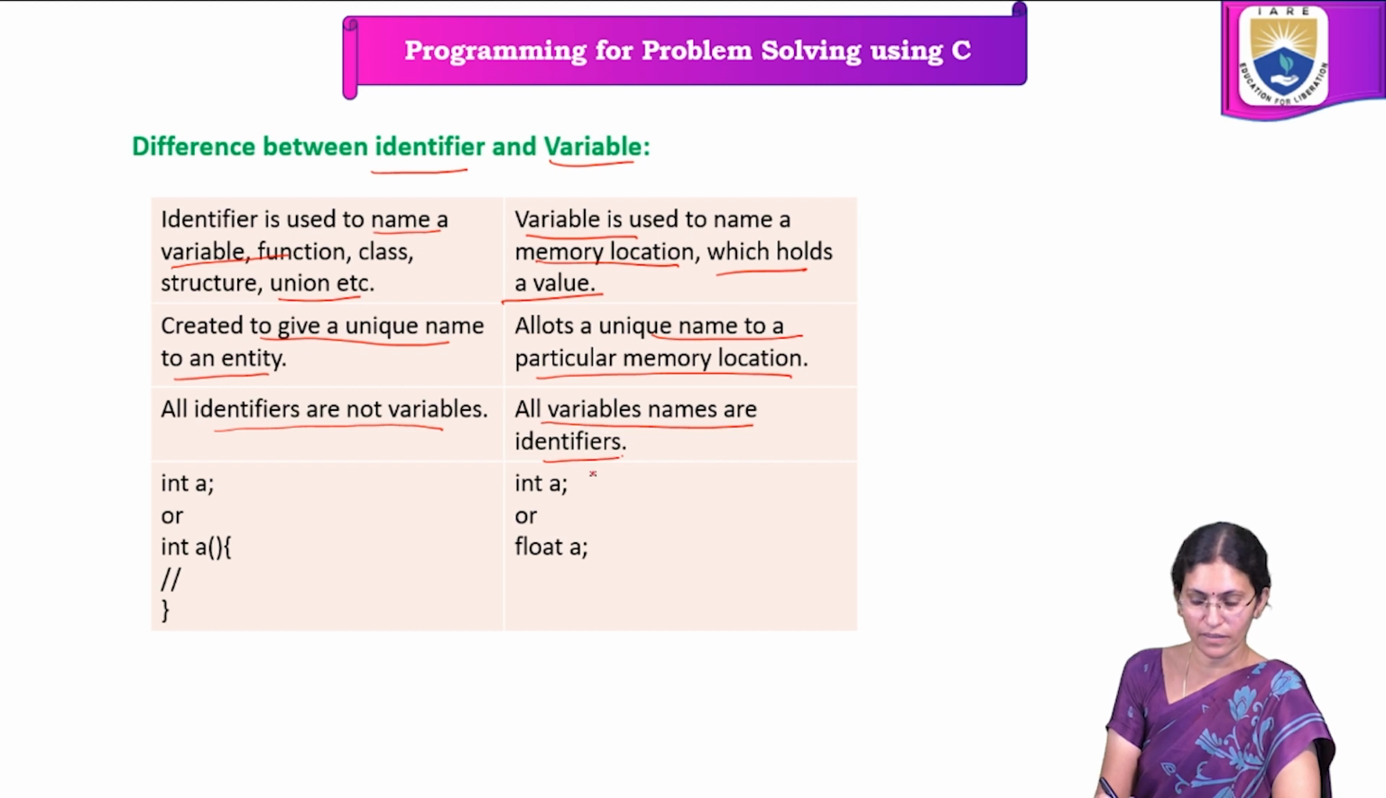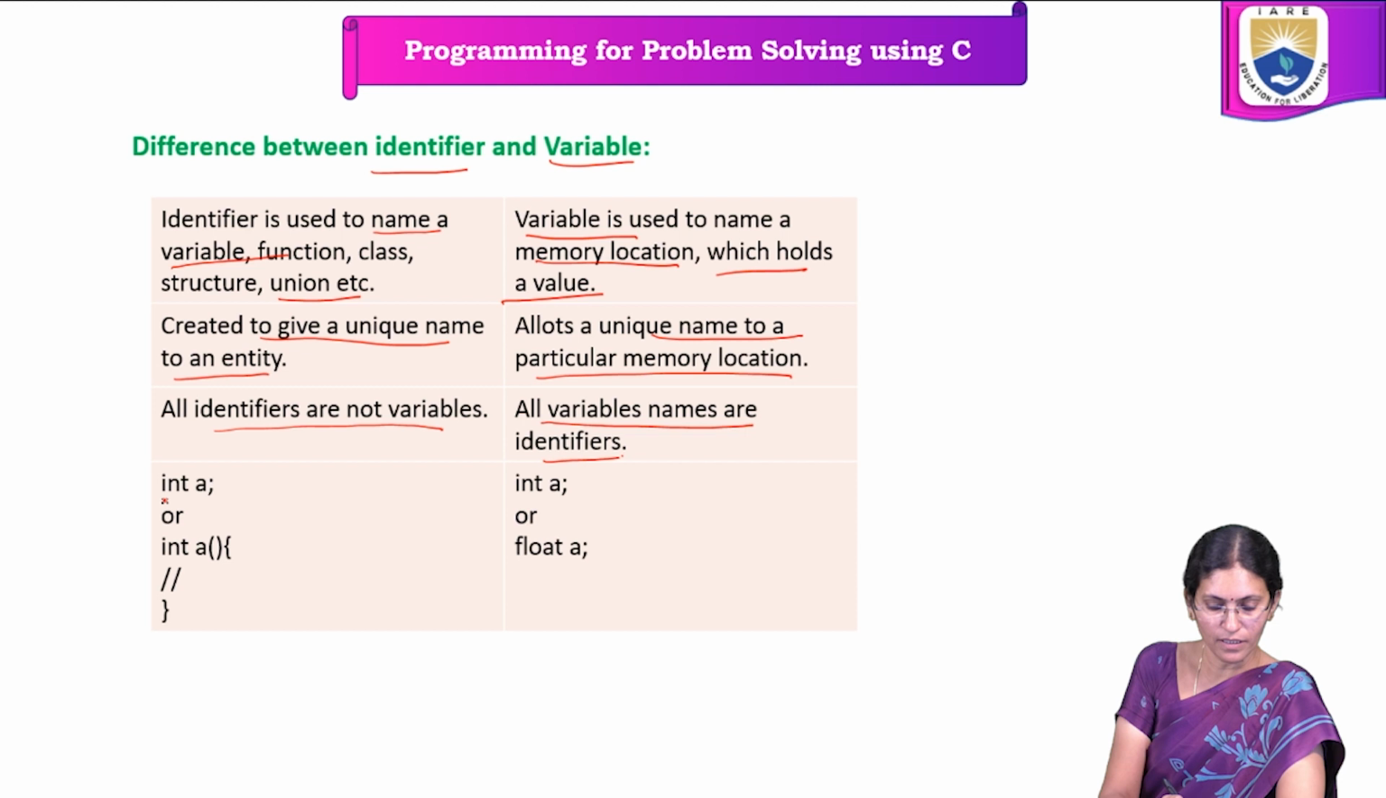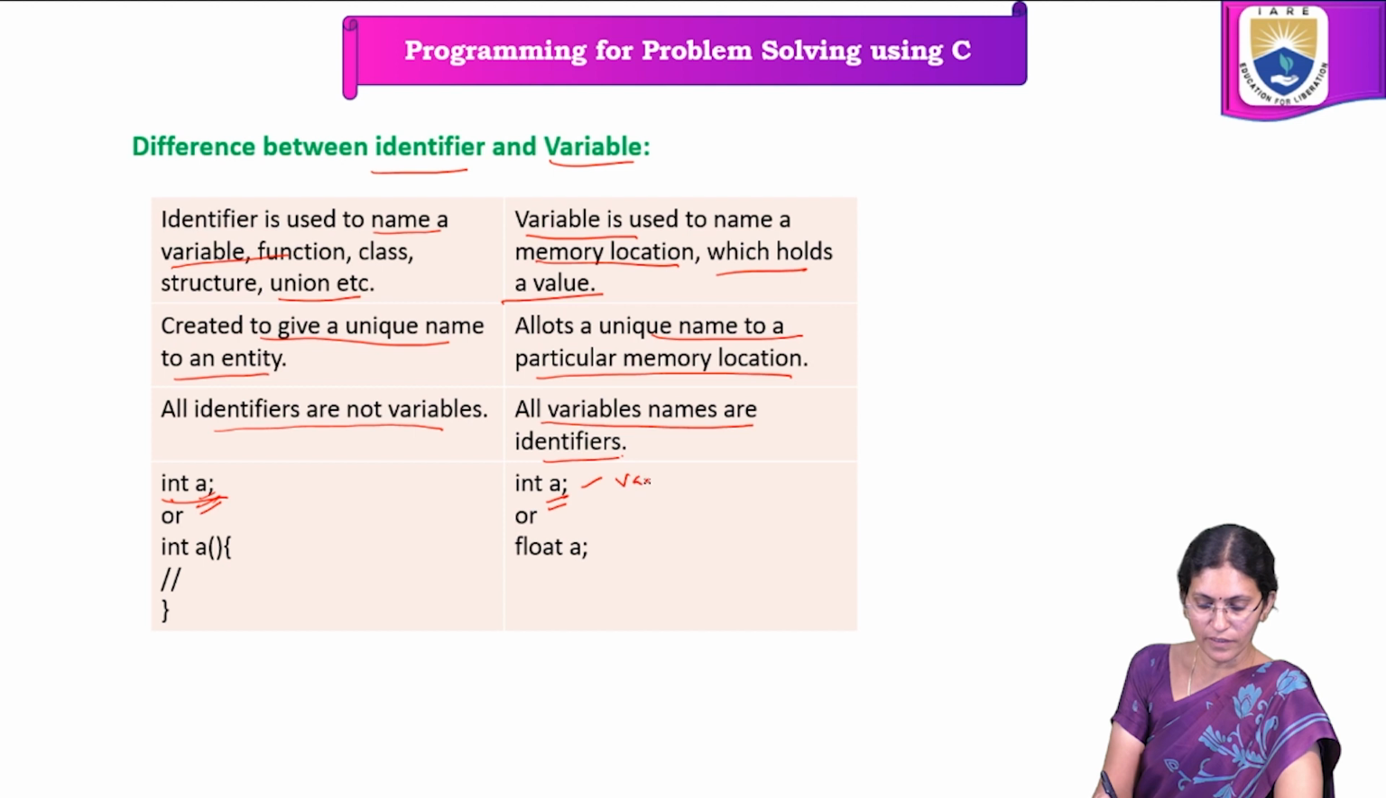Let us understand this statement with the help of one example. Here you can see that we have declared a variable of type int. Here a is an identifier, and also a variable. And here a is the name of a function. So here a is an identifier, but here a is a variable.